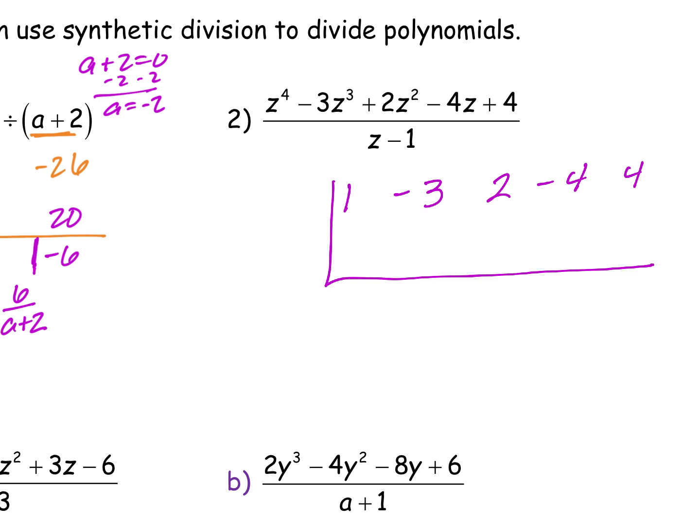And then I'm going to use what number? Z minus 1 equals 0, so Z is going to equal 1. Okay, nice. So I drop my 1, and 1 times 1 is 1. I almost said 2. -3 plus 1 is -2. 1 times -2 is -2. 2 minus 2 is 0.